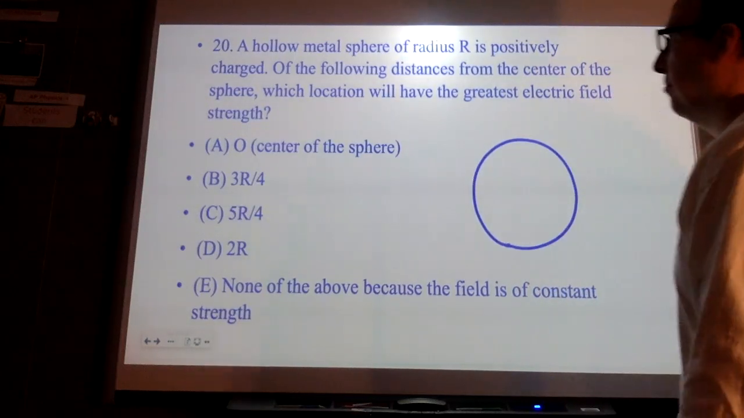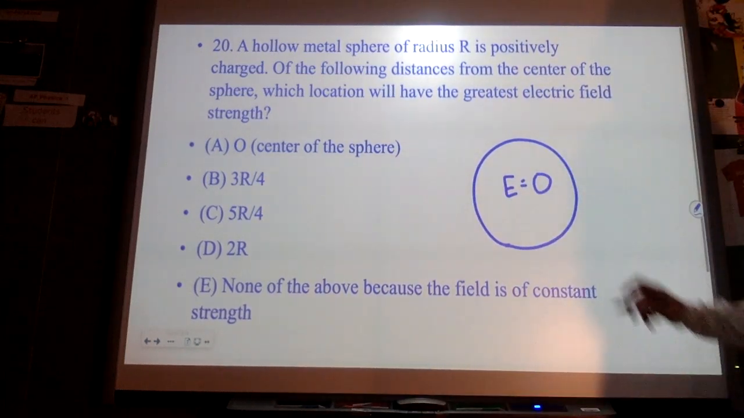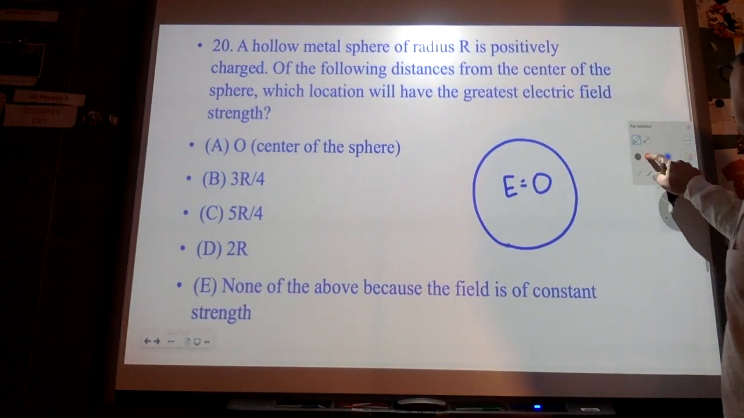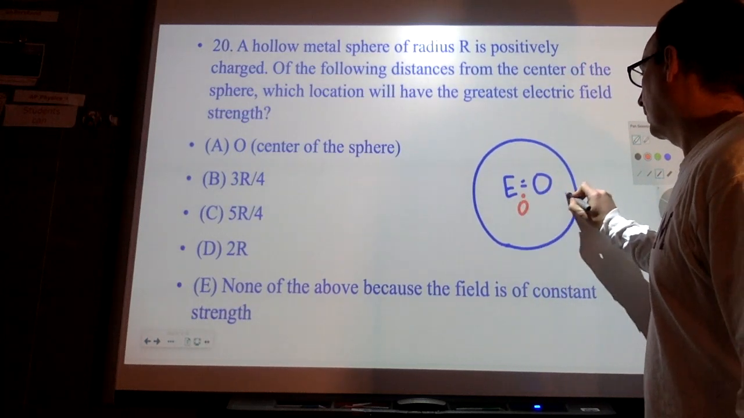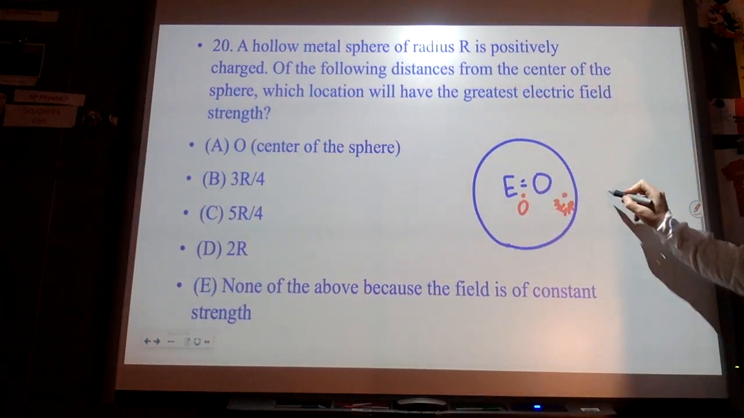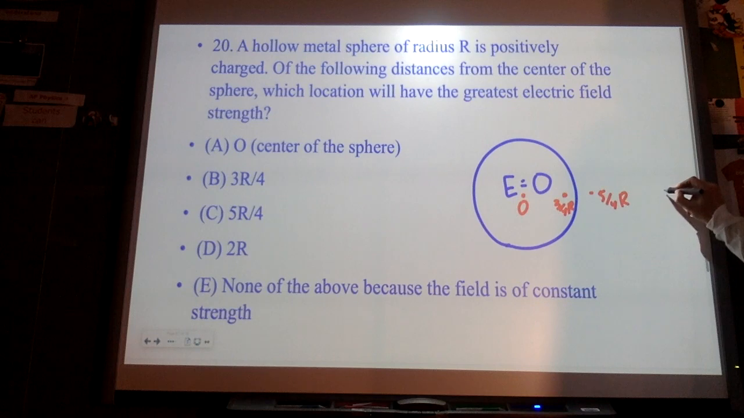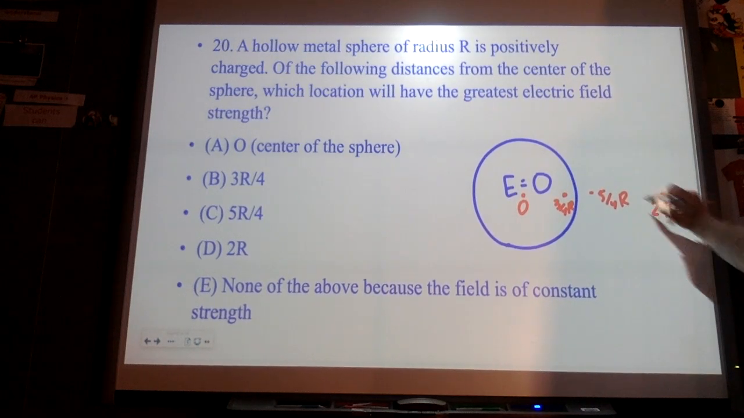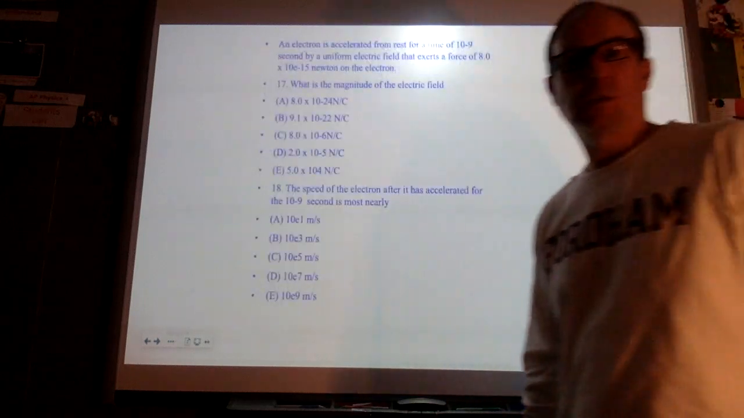So we have a hollow metal sphere. Everywhere inside, the electric field is 0. So we have 0 at 3/4 R. The electric field is 0 at both these places. We have 5/4 R, and we have 2 R. This one is closest to the surface, but not inside.